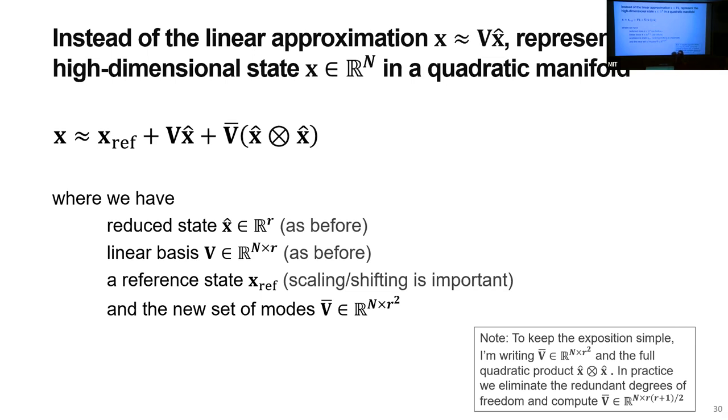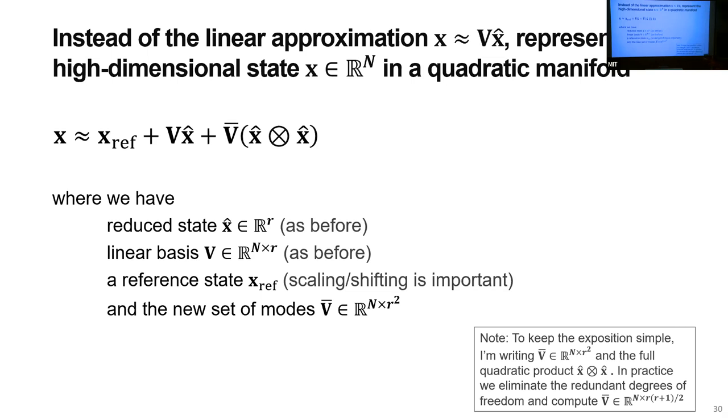And by the way, there's usually an x ref, even in plain old POD. People usually aren't very careful about it. I put it here on the slide because it actually turns out to be very, very important to have the right kind of centering for the data. It seems to be more important than the quadratic manifold approximation.